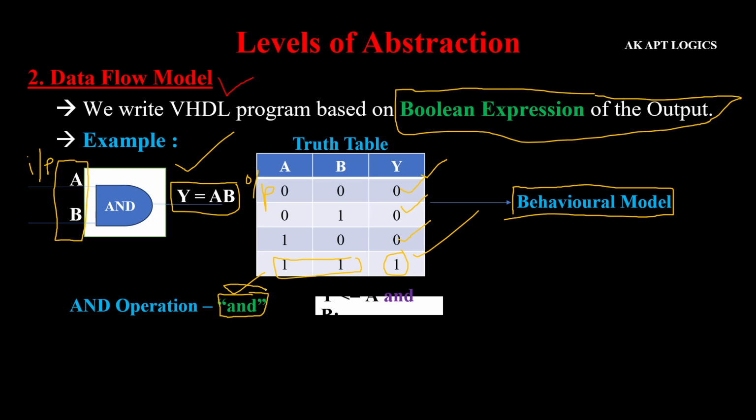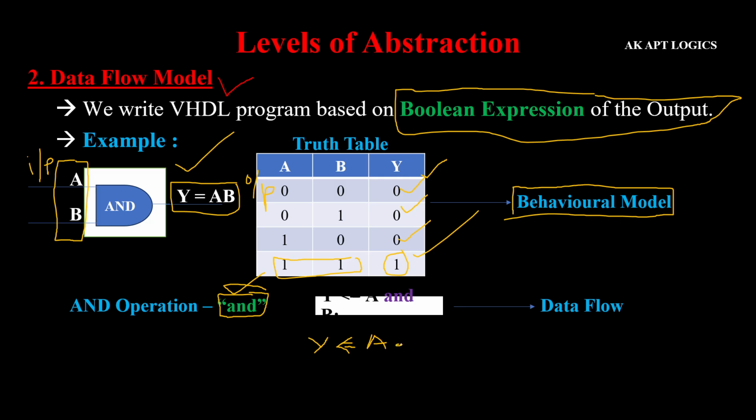Basically, how we specify it in the data flow model: if the output is Y and the inputs are A and B, then you need to specify it like this: Y <= A and B.